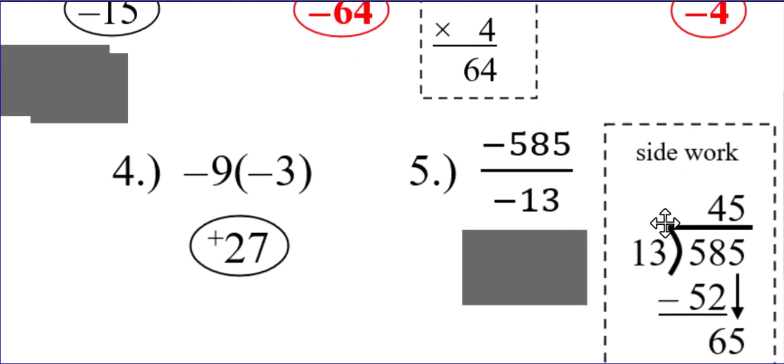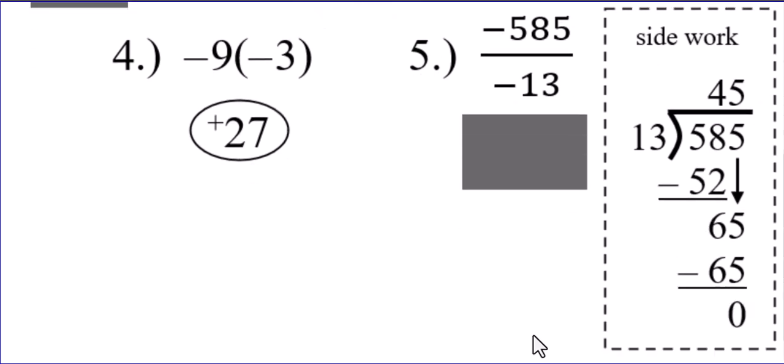585 divided by 13. Now, I did the side work for you. You're like, thank you, Mr. Underkoffler, because this one was a little bit annoying. I already figured out how many 13s fit into 58, and that was 4 of them. 4 times 13 gave me 52. I subtracted and got 6. I brought down the 5, and then I asked myself, how many 13s went into 65? That was 5 of them. 5 times 13 gives me 65. You subtract and you get 0.